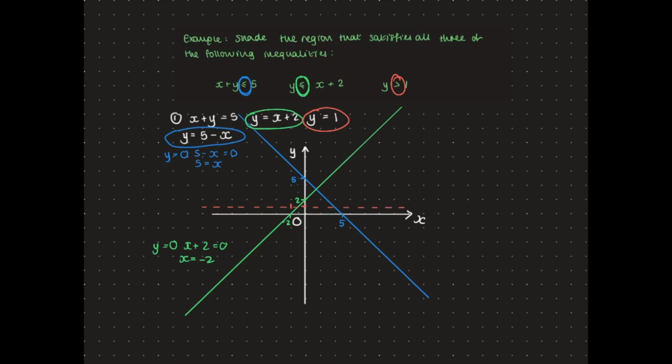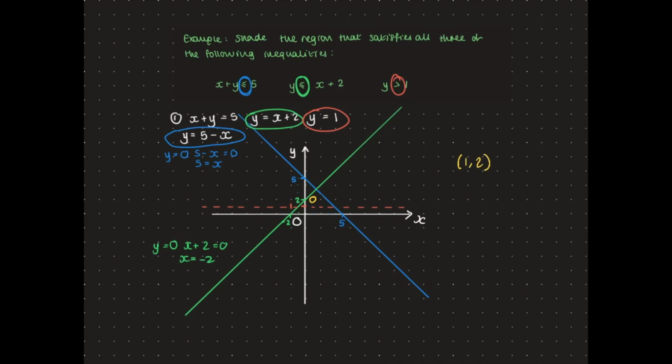Okay, so I'm nearly there. Now what I need to do is I need to work out which region satisfies all these inequalities. So I can see I've got this nice triangle in the middle here. So I'm going to pick one point from there. So let's pick a point from there. So I'm going to pick this point here. So that point is 1, 2.